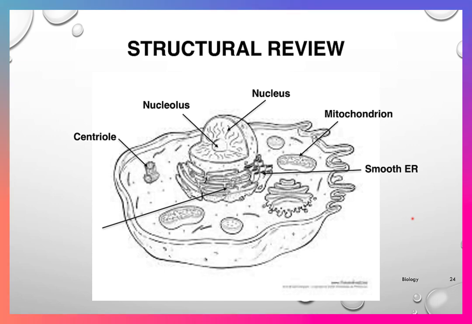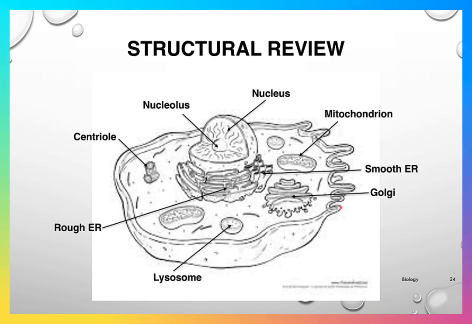This is pointing at folded membranes with ribosomes, so it's the rough ER. This is the stack of pancakes and there are these vesicles being pinched off, so this is the Golgi apparatus. And then this is the lysosome. And so this is a typical diagram that you'd have to be able to identify structures on.